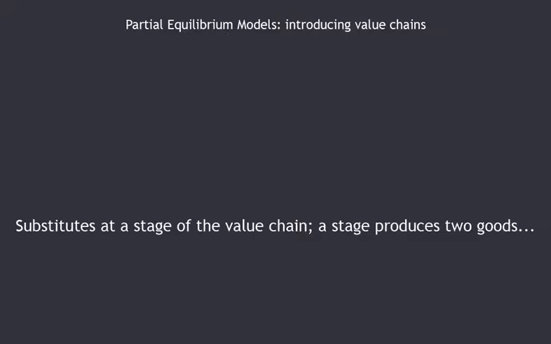What is doable is to introduce substitutes at a stage of the value chain. For example, there can be a substitute to soy at the first stage of the value chain, for example sunflower or rapeseed. It is also possible to make a stage produce two goods instead of one. For example, the crushing industry can produce vegetable oil and cakes. But this is not what we are going to do right now.